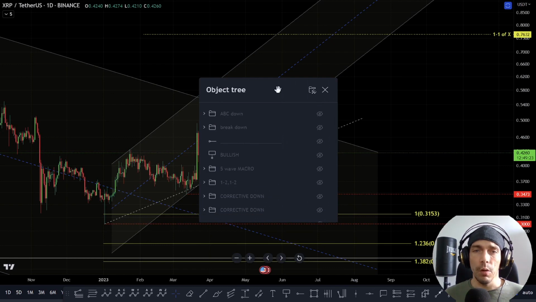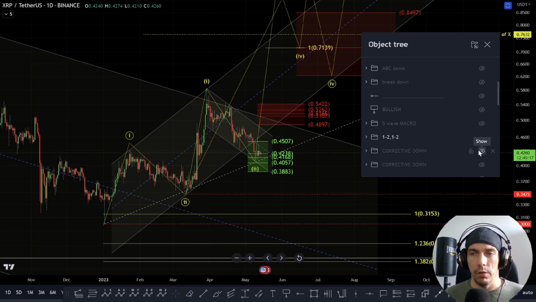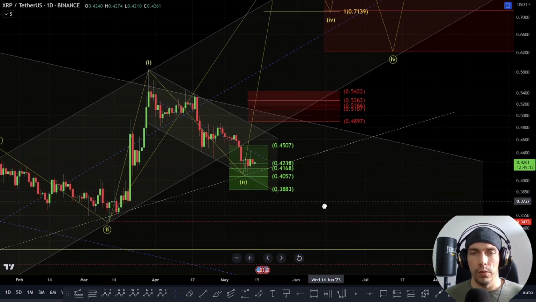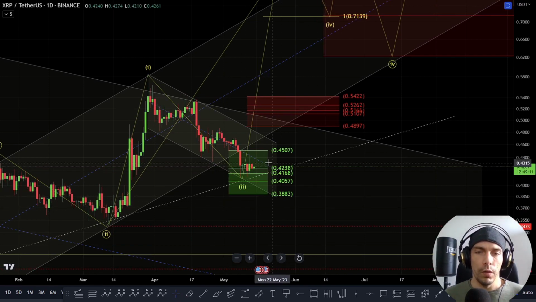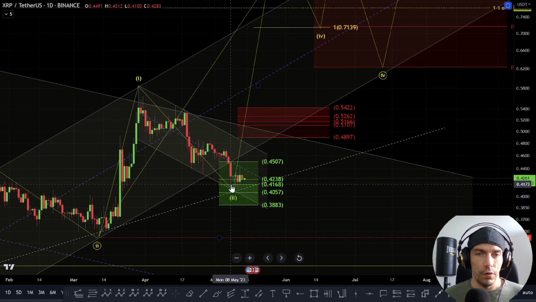So what we do have here, however, is still that possibility that we could see this as a 1, 2, 1, 2. Now, if this is the case, basically we don't want to lose this 3473, and we'd want to hold this lower zone here of this 3883, ideally as a 0.786 retracement. Now, we have come back down into this golden pocket.